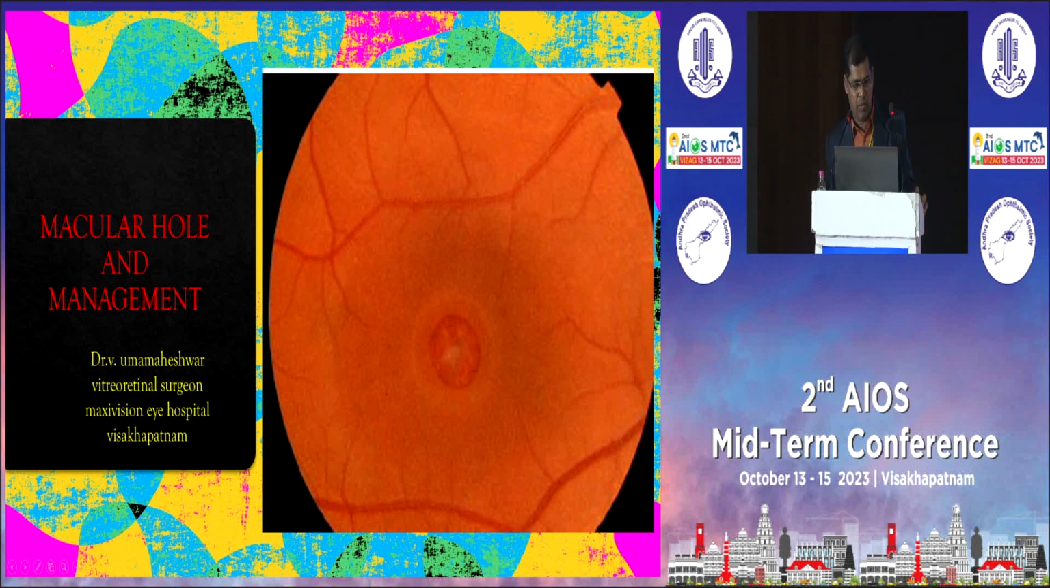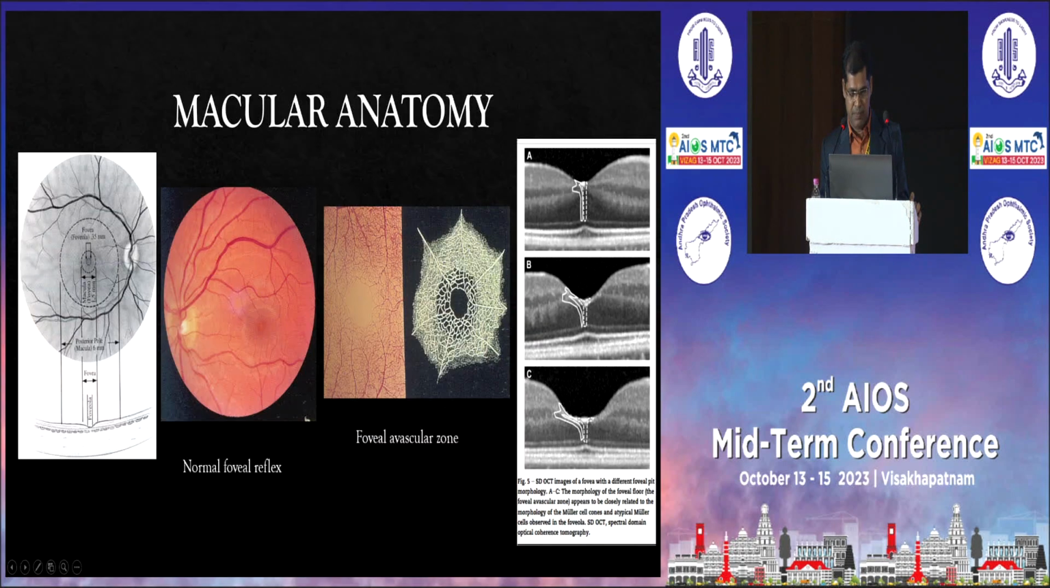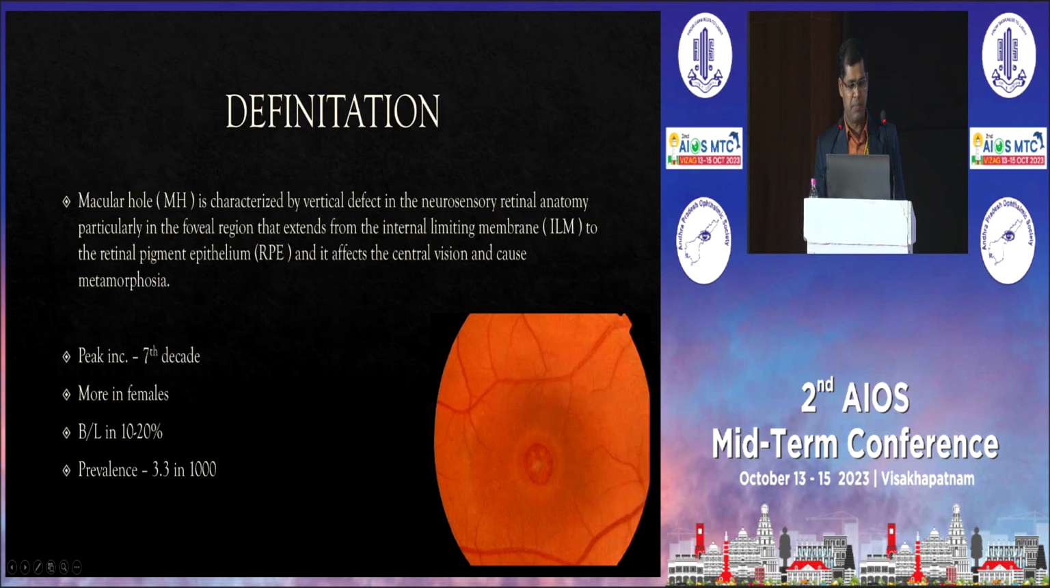So today I'm going to present macular hole and its management. Coming to the macular anatomy, this is how the normal fovea looks, and this is the foveal avascular zone. The morphology of the fovea depends upon the arrangement of the Muller cone cells and atypical Muller cone cells. The definition of a macular hole: it is a vertical full thickness neurosensory defect extending from the internal limiting membrane to the retinal pigment epithelium, affecting central vision and causing metamorphopsia.